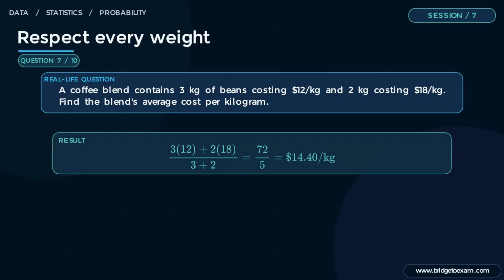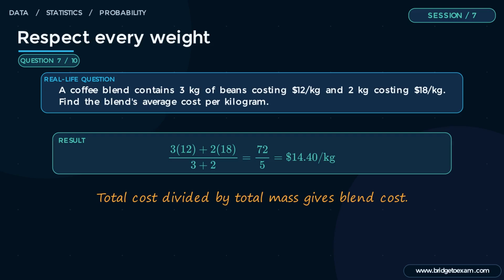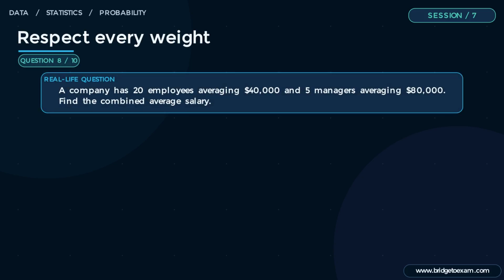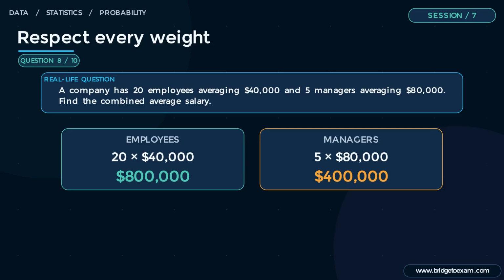Quick check. The average lies between $12 and $18 and is closer to $12 because more kilograms use the cheaper beans. This matters in real life because food producers use weighted costs when ingredients are mixed in unequal amounts. Example 8. A company has 20 employees averaging $40,000 and 5 managers averaging $80,000. Find the combined average salary.